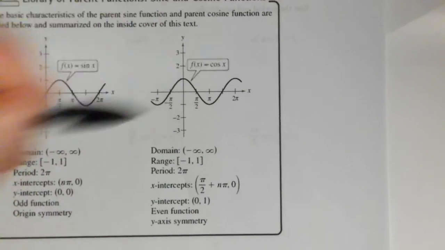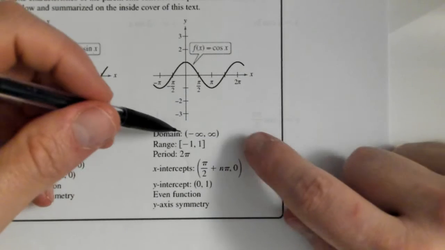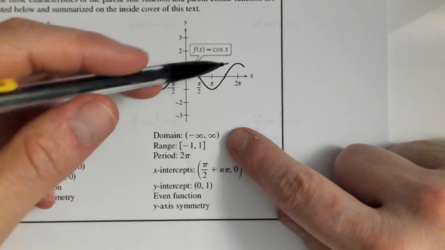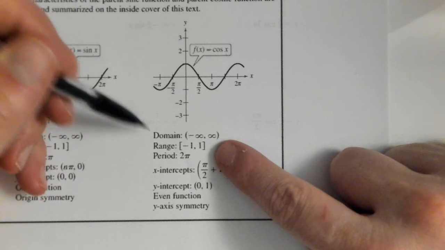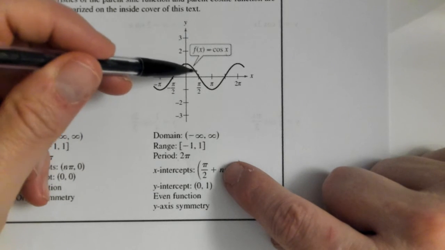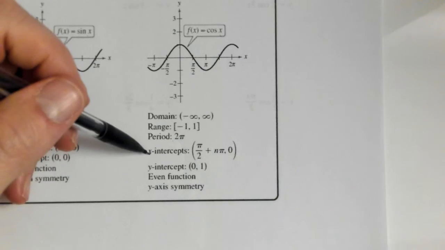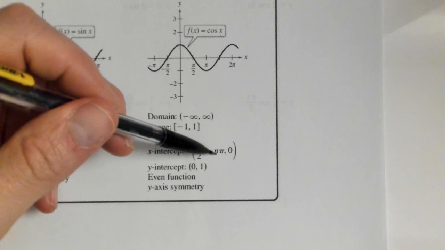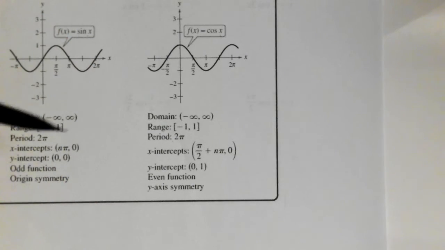And for the cosine of x, we have the same characteristics listed out. The domain is all real numbers. You can plug in whatever you want for x. The same range, it fluctuates from -1 to 1. Period is also 2 pi to complete a full cycle of the wave. And the x-intercepts, though, differ a little bit. It's going to be the same in pi, but it's going to be shifted by pi over 2 units.